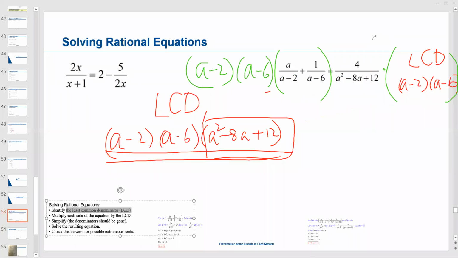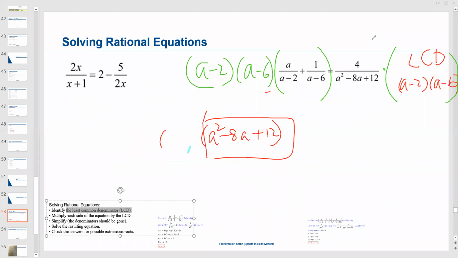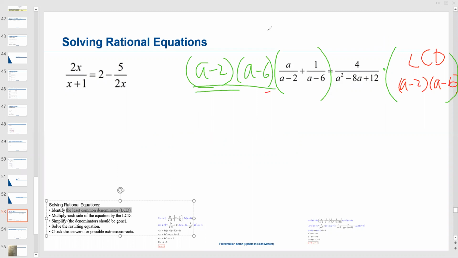All right. So after this, we use this one, distribute inside, right? Distribute inside this part. So here you can get a times a minus 6, right?